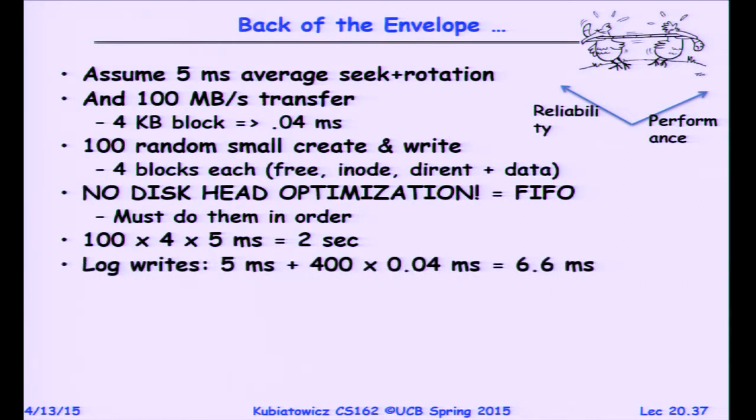If we had a log system, the log write takes 5 milliseconds to get to the log, and then we're writing a bunch of data in the log, and that takes 6.6 milliseconds. The reason that's fast is because we don't have to put it into the file system right away. We can do it in the background. So this is actually quite a bit faster, even though it's also quite a bit more reliable. So logging can actually be a good thing. Question, yeah?